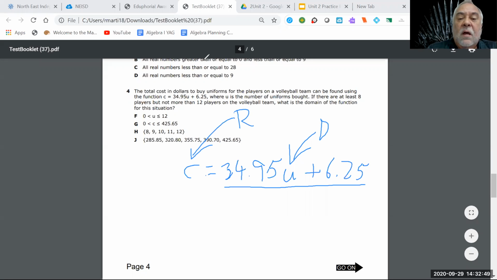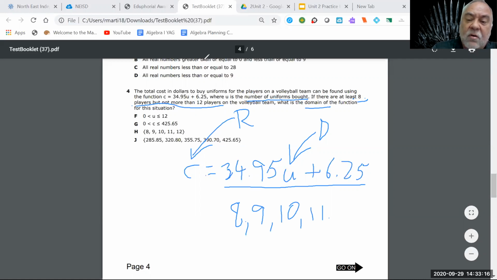And this is the equation machine, like that box we did the other day in the homework assignment. So U is the number of uniforms, which represents the number of people on the team. It says if there are at least 8 players, but not more than 12, what is the domain? How many uniforms do we need? What is the input for uniforms? It could be 8, it could be 9, it could be 10, it could be 11, or it could be 12.